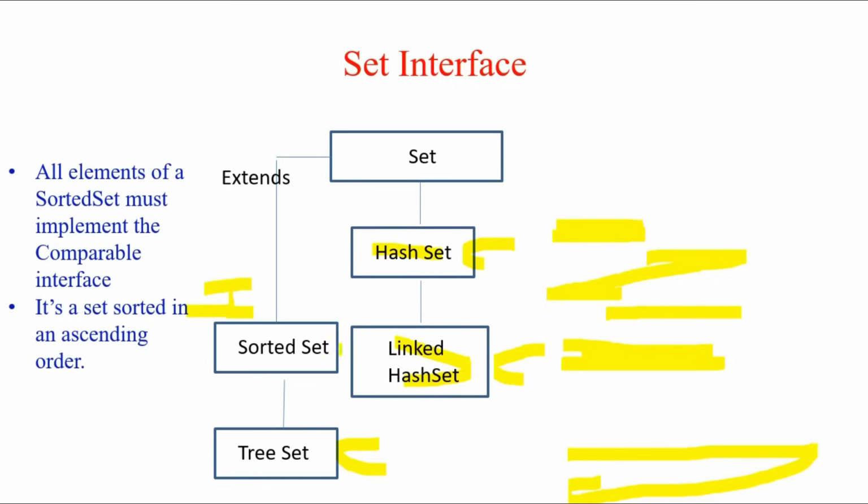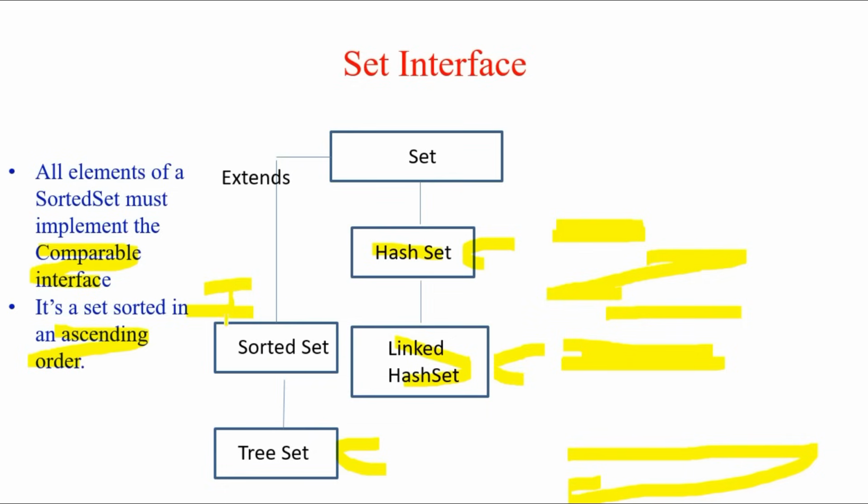Now let's go to the other interface which extends the set, which is sorted set. All the elements of the sorted set must implement the comparable interface. Why does every element need to implement the comparable interface? Because this particular set has a unique feature that it always stores the elements in ascending order. That means it actually sorts the elements you store into this collection.